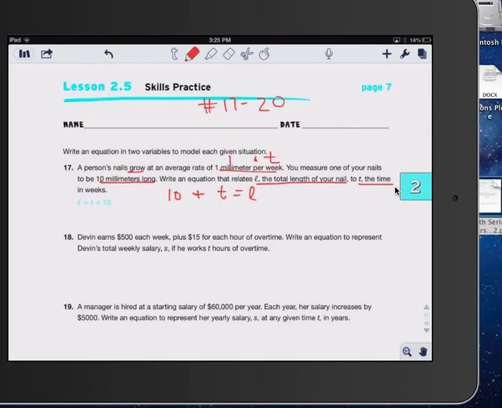Devin earned $500 each week, plus $15 for each hour of overtime. So each week, $500 plus $15 for each hour of overtime. Write an equation to represent Devin's total weekly salary. So this is week. We want total weekly salary. So each week, S for salary, and if he works, T for time, hours of overtime.